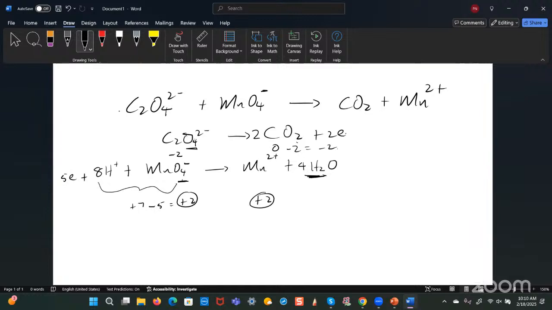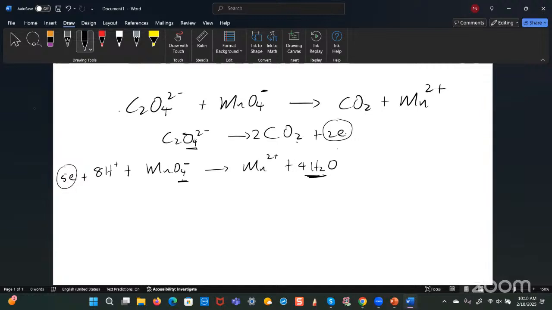All right, very good. So now that we have balanced all the atoms and the charges, the next step would be to make sure that the number of electrons lost in one half equation would be equal to the number of electrons gained in the other half equation. So as we have it right now, we have 2 electrons being lost here and 5 electrons being gained here. So my question to you is, how do you equalize those numbers?